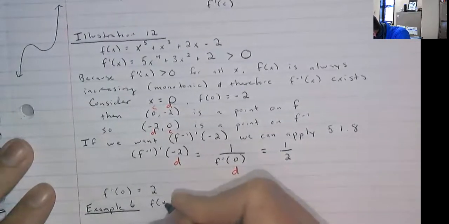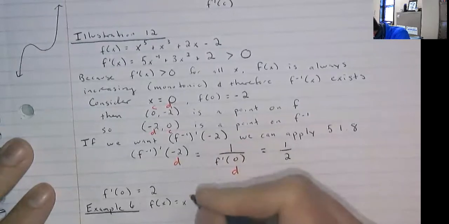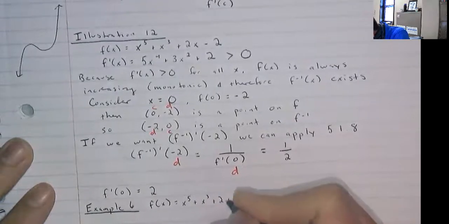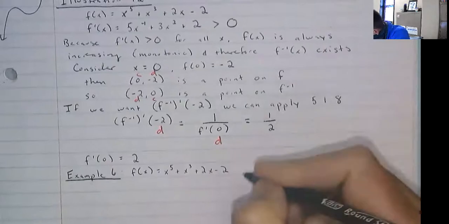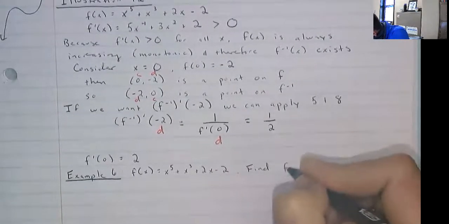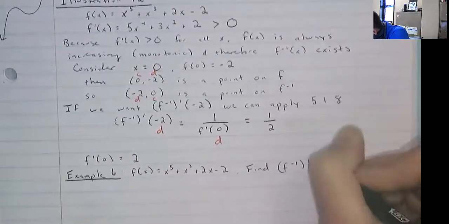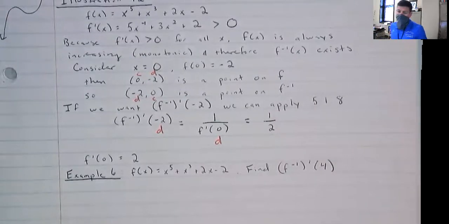Same function as our illustration. x to the 5th plus x cubed plus 2x minus 2. But now they're going to be specific. They're going to say find the derivative of the inverse at 4.